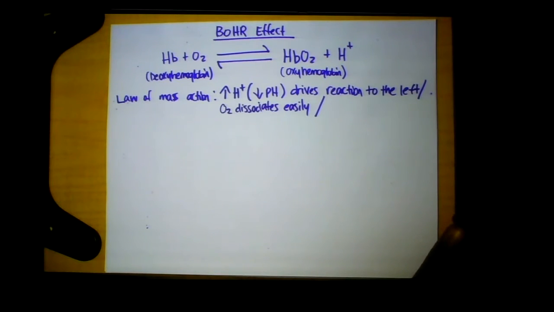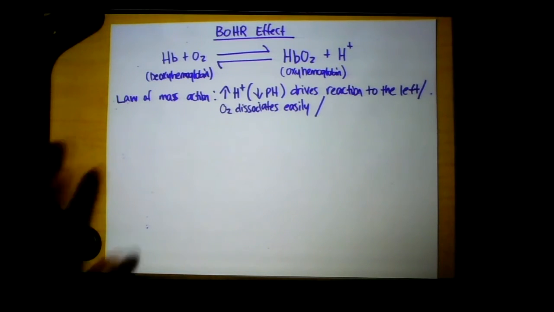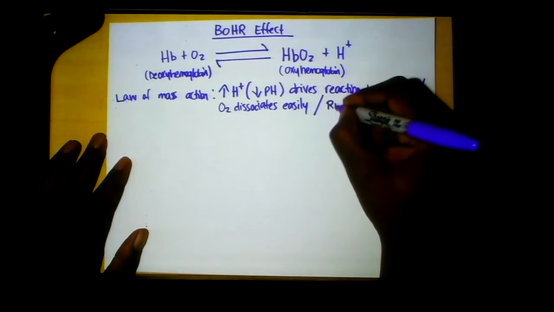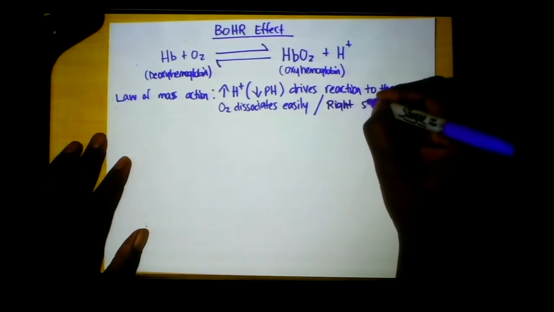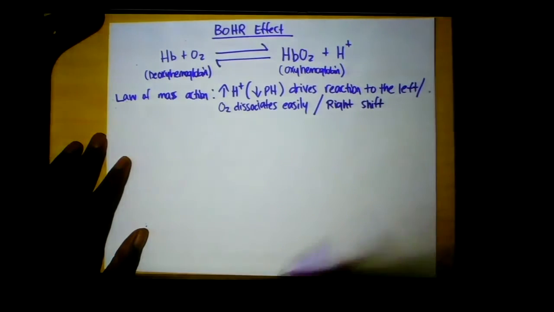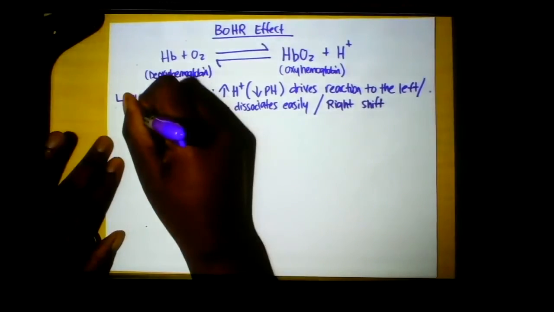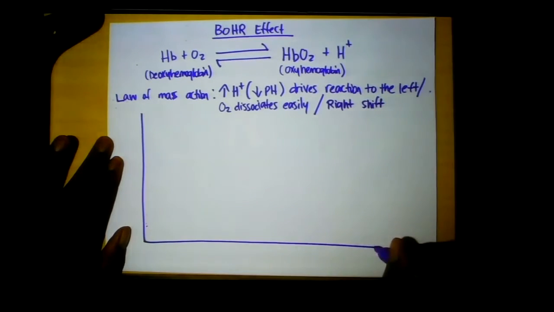Based upon what we just drew on our previous slide. To the right, right? So if oxygen doesn't want to be on hemoglobin, that's shifting our curve to the right, okay? So another way we can think about that is a right shift. All right, so let's draw this out here, kind of make more sense.